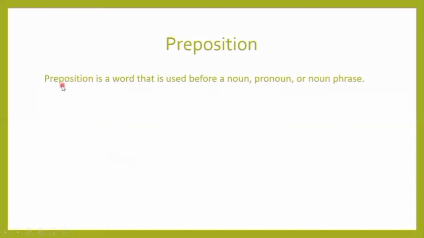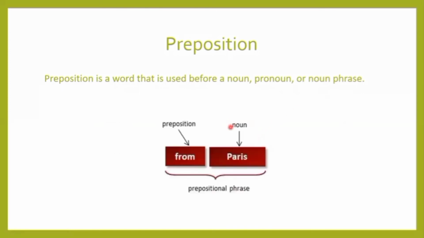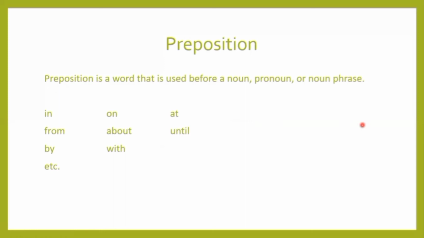Now let's get to the next part of speech, and that is preposition. Preposition is a word that is used before a noun, pronoun, or noun phrase. It shows direction, time, place, spatial relationships, or to introduce an object. A few examples of prepositions would be in, on, at, from, about, until, by, with, and so on.